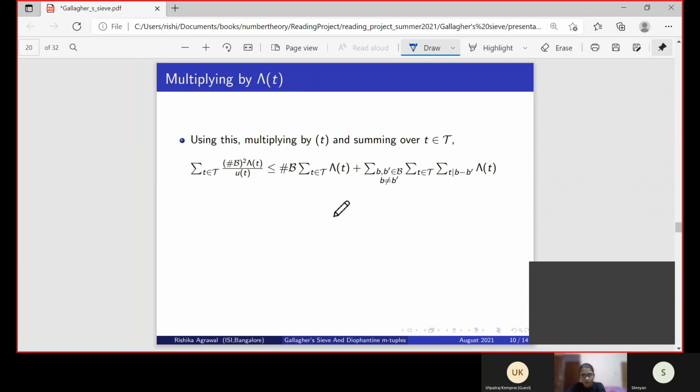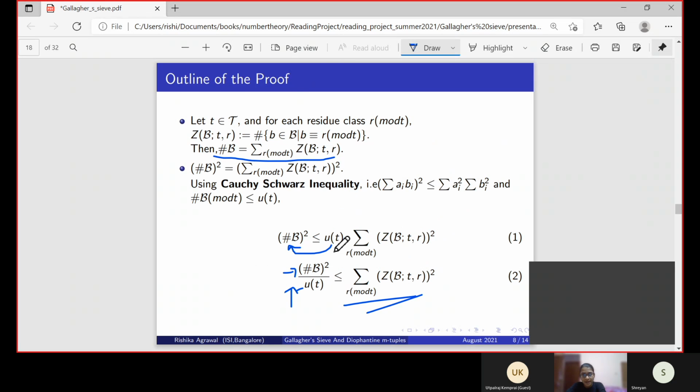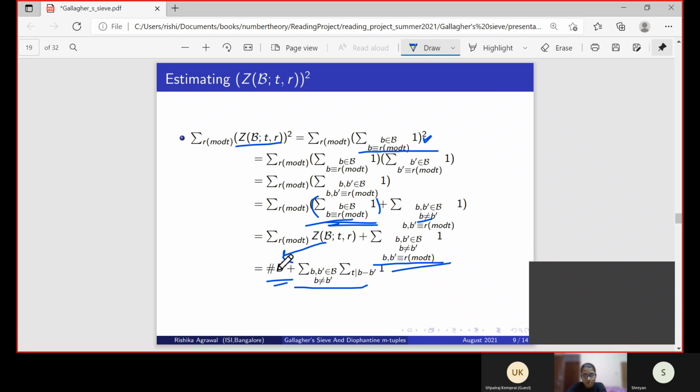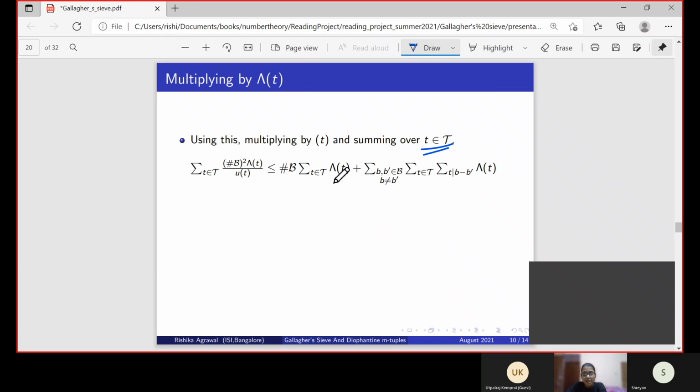Multiplying this by the von Mangoldt function and summing it over all t belonging to T. So summation t belongs to T, size of B whole squared over u_t, multiplied by the von Mangoldt function. Similarly on the right side, this is less than or equal to summation of |B| into lambda(t), summation over t belonging to T, but because the size of B does not depend on t, we can pull that out.